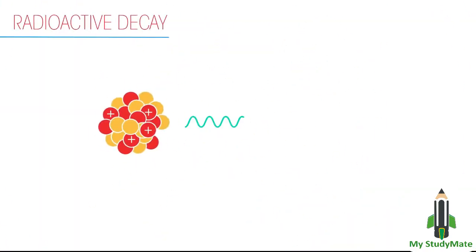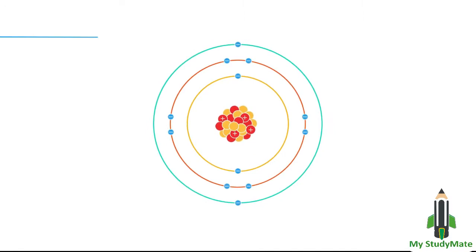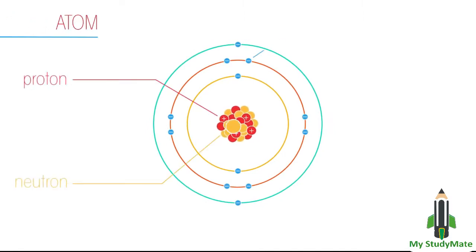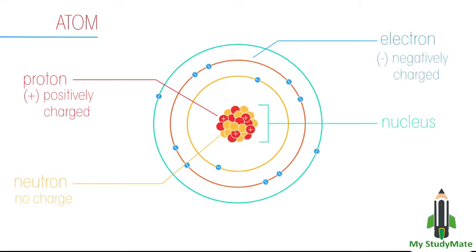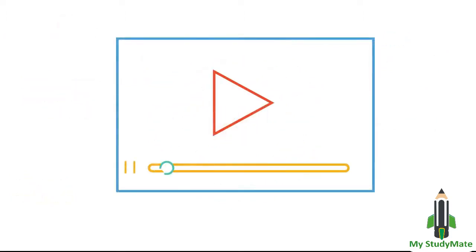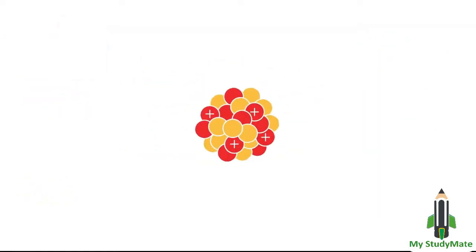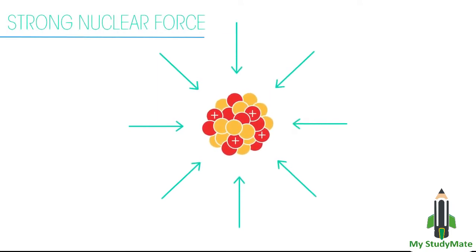How do you know if an atom is stable? In this video, we are going to learn about radioactive decay. An atom is composed of subatomic particles called protons, neutrons and electrons. Positively charged protons and neutrons with no charge form the central nucleus. Negatively charged electrons orbit the nucleus. For more information on atomic structure, watch this video.